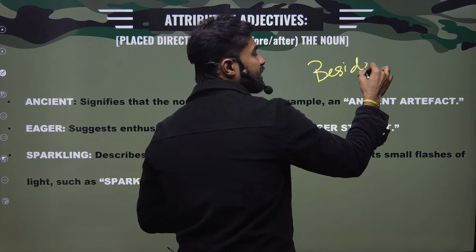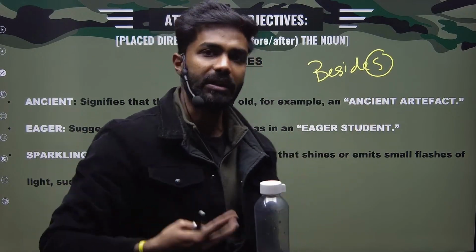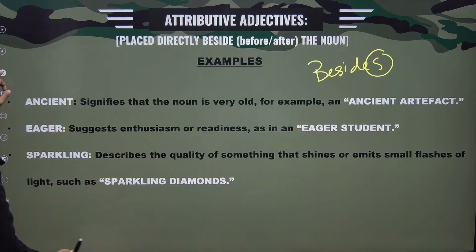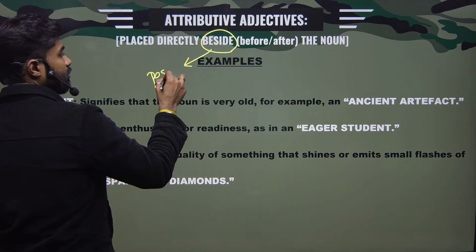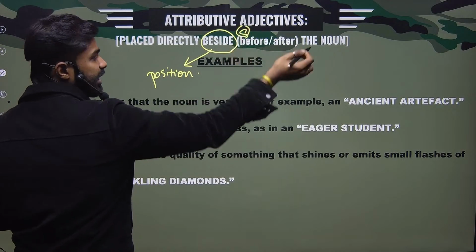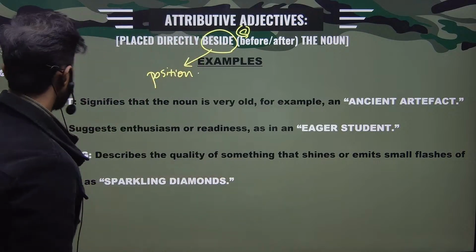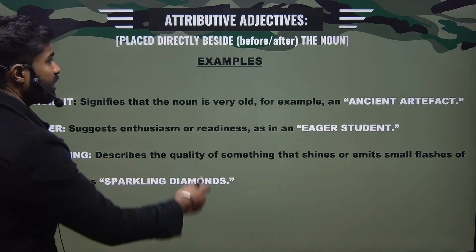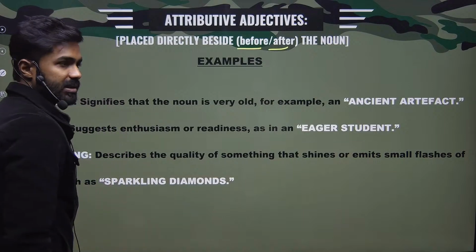And what do you mean by besides? If I add an s, besides, it means in addition to. Whereas beside means position. They are two different words of different meaning. Don't get confused. Here, what are attributive adjectives? Attributive adjectives are nothing but adjectives that will be placed before or after a noun. That's it, very easy.